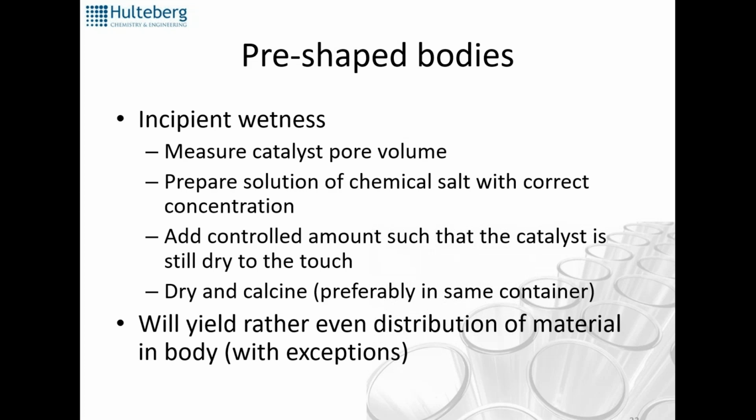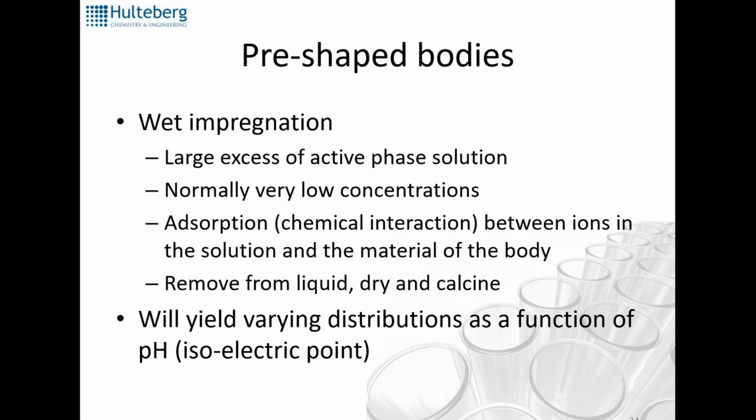So by drying at higher temperature, you will actually see an accumulation of the active phase in pore mouths of the system where the majority of the evaporation happens. So you can control the distribution of the material, but it's more difficult than with wet impregnation. And wet impregnation is where you have a large excess of the active phase solution. So you have a large liquid volume, and you take a small volume of solids, and you put all of these solids inside the active phase solution.